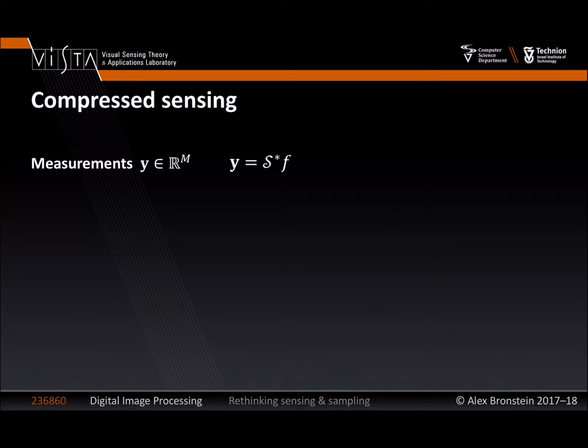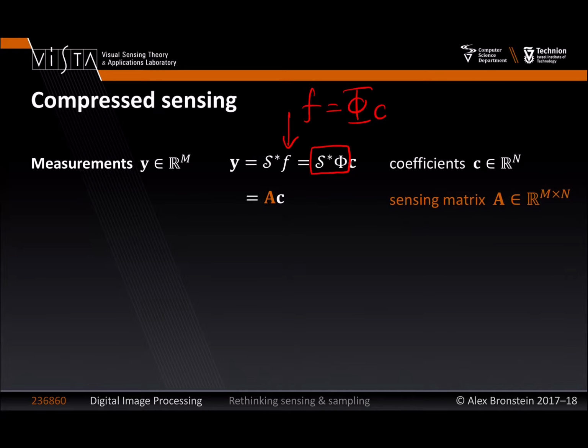Okay? So we have this set of measurements y. I can plug in the prior here. The prior was that f was given by this synthesis model Phi c. So let's plug it in here. And let's now look at this operator. It is the sensing of the atoms of the synthesis dictionary, right? It will be a matrix. It will be an m by n matrix. Let's call it A. This is a sensing matrix.